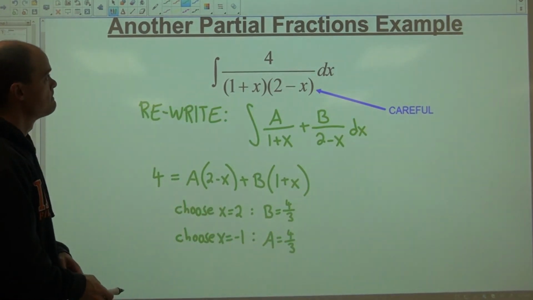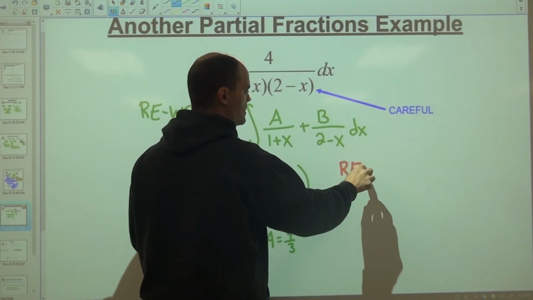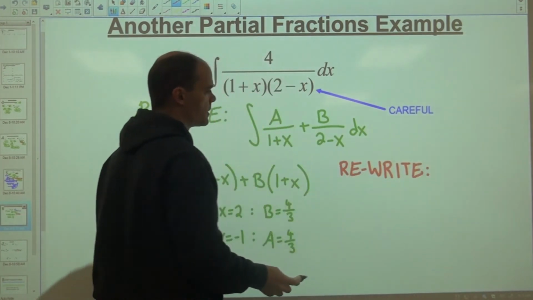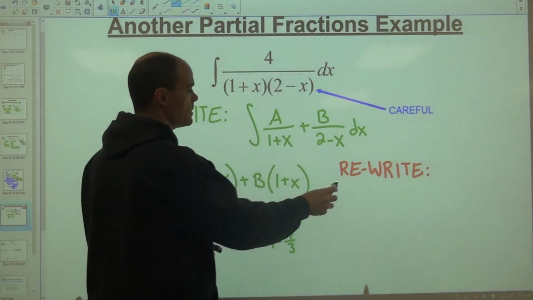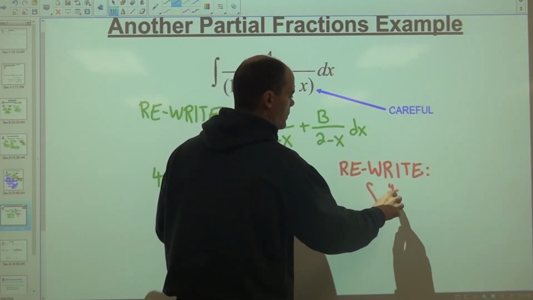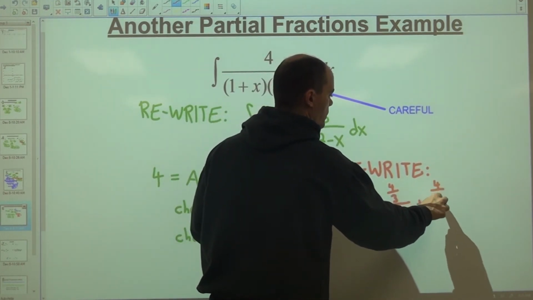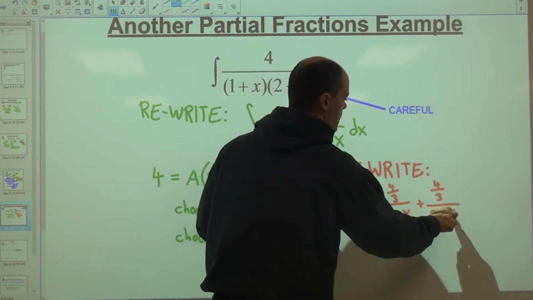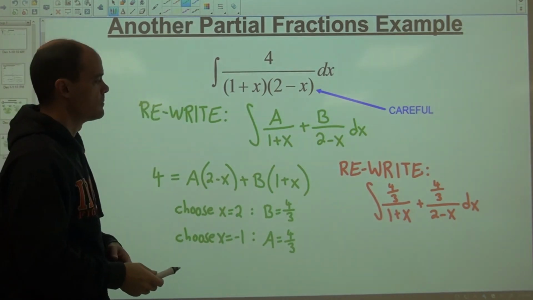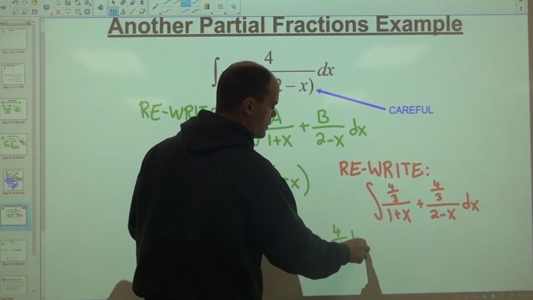Fantastic. And so now I do a second rewrite step. If you guys want to skip this step, you probably could, but I still don't like to. You're going to find that we are not writing down much anymore. So my second rewrite, just going to throw these things in the top. 4/3 over 1 plus x, 4/3 over 2 minus x dx. And now I can see this is really simple. I'm going to get 4/3. This is to the first power, so I know this is an ln.